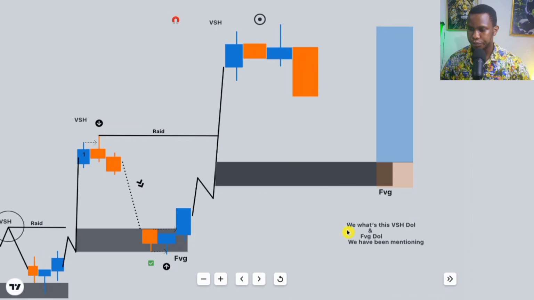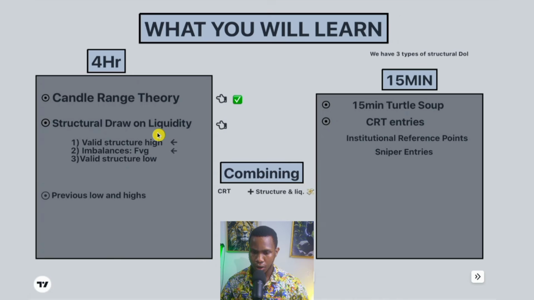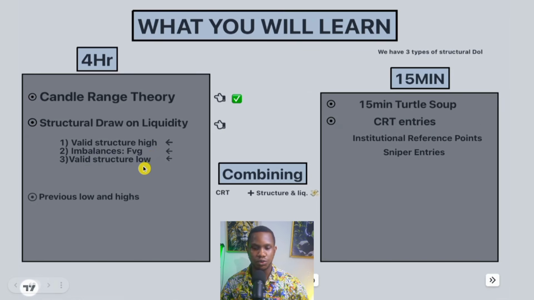Someone watching will ask, what is this value structure high, draw on liquidity, and fair value gap draw on liquidity we've been mentioning in this video? We have three types of structural draw on liquidity, guys: the value structure high, the imbalance, and what? The value structure low, guys.